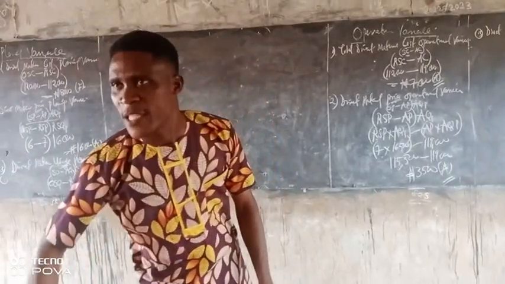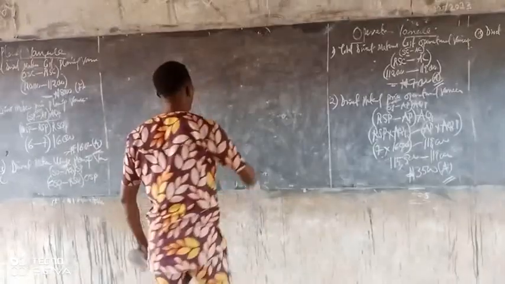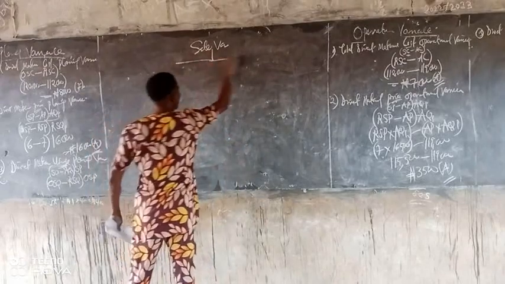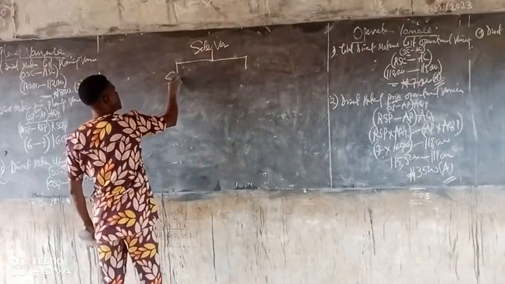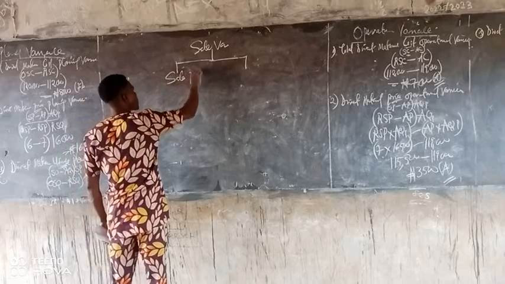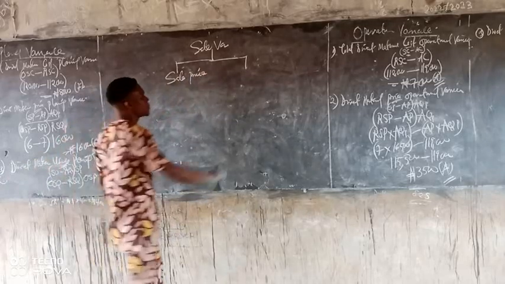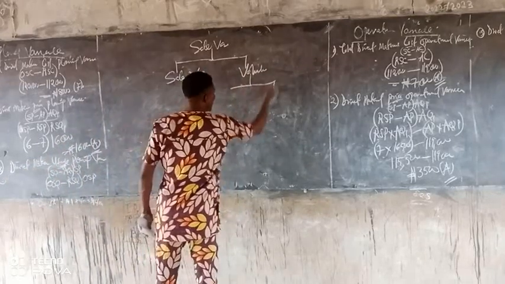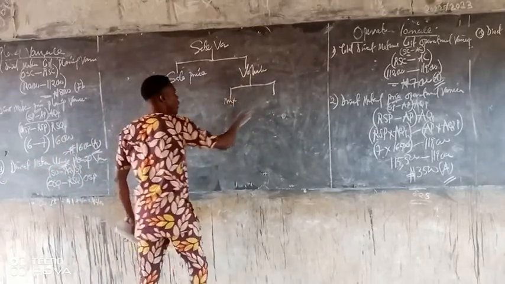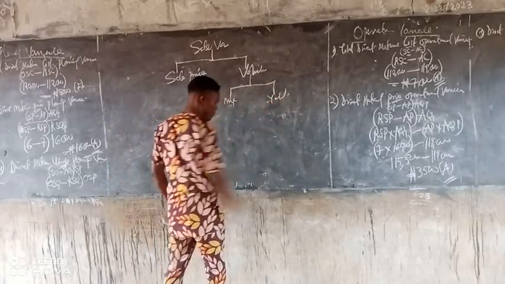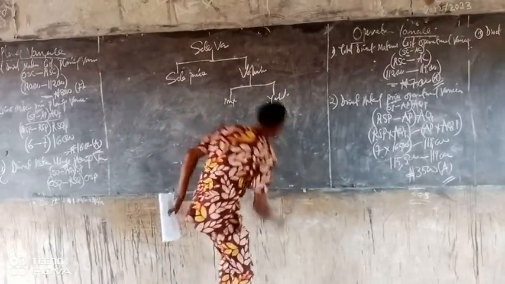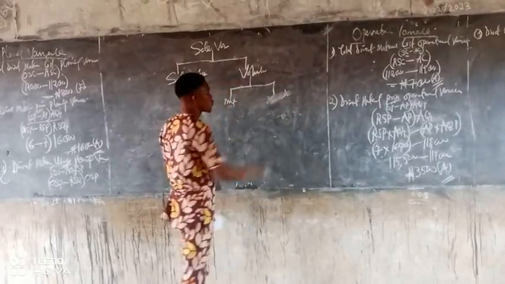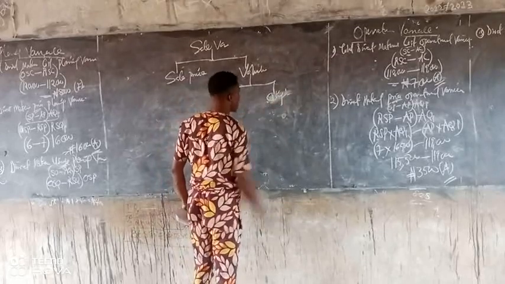Now, don't forget, from the view of sales variance, we have sales price variance and sales volume variance. And when you say volume, you have to break it down. That is mix and yield, and quantity. It's quantity variance.